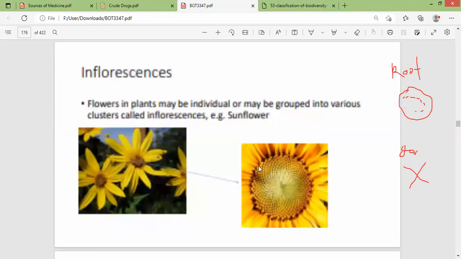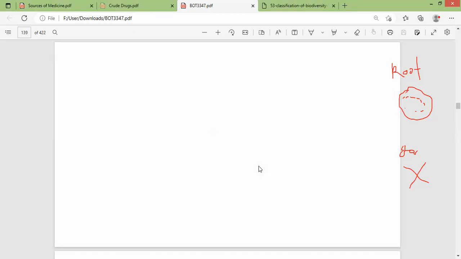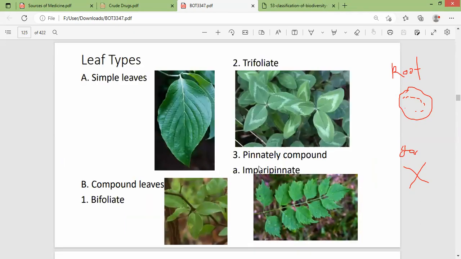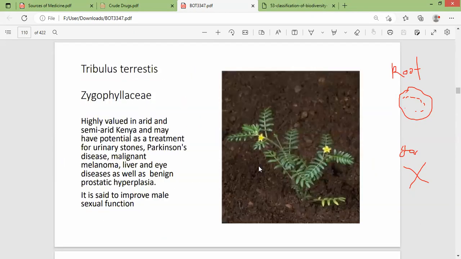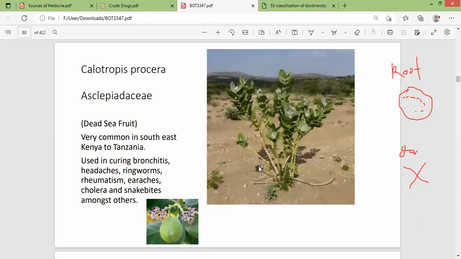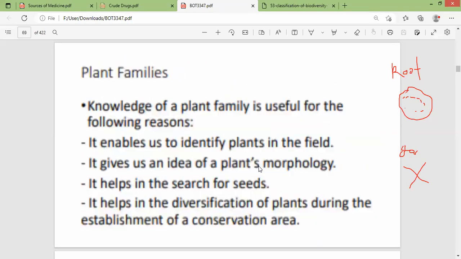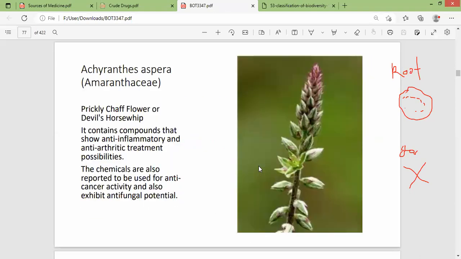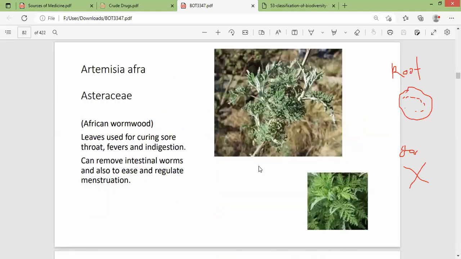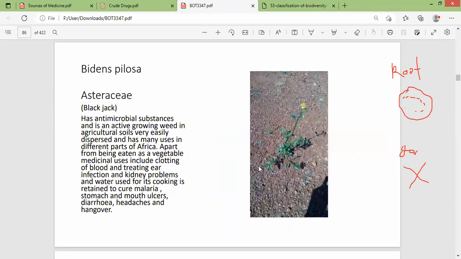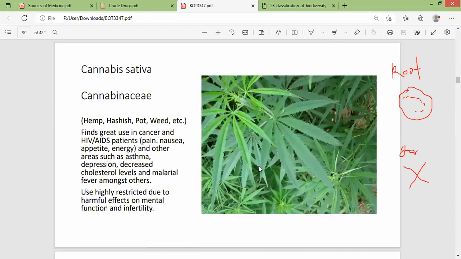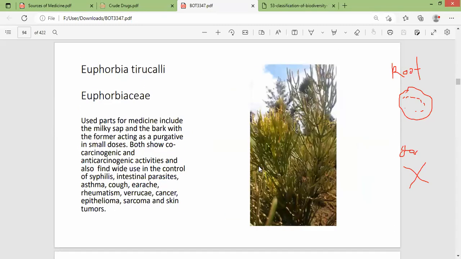Then, I think after that, we'll just, in a summary, look at the structure of some plant parts, and then that will be it. We'll finish early. In the evening is when we look at plant physiology.